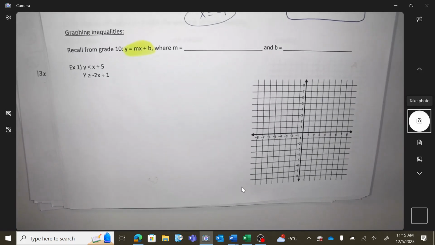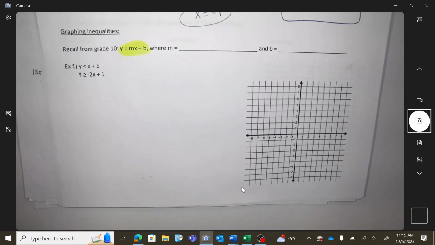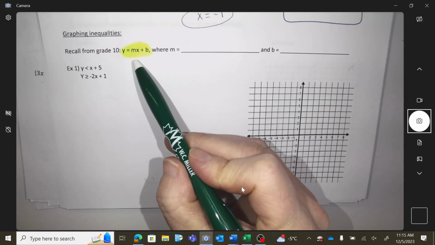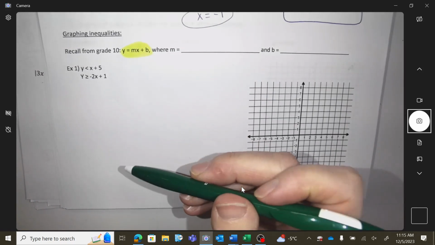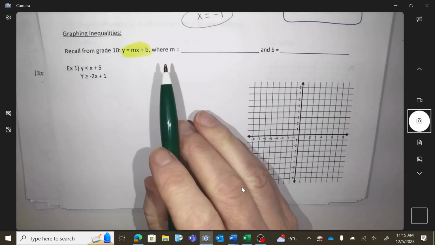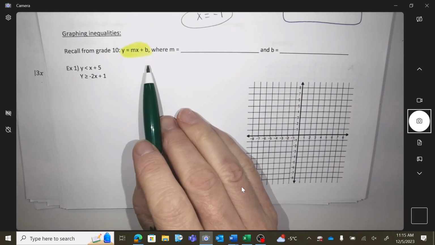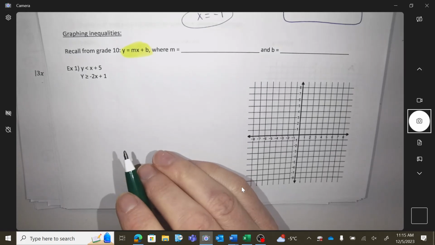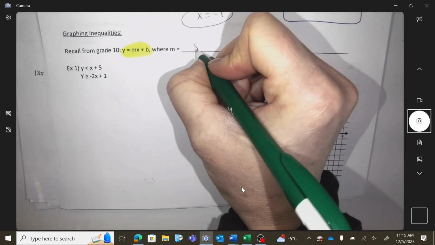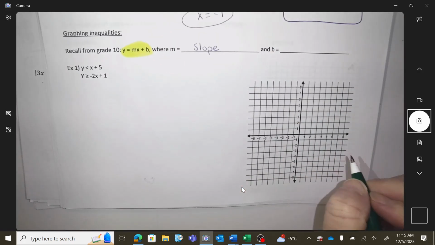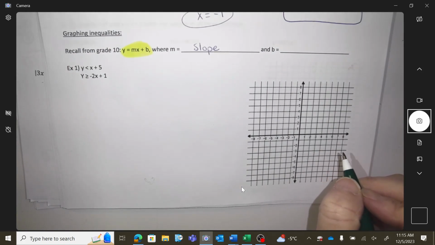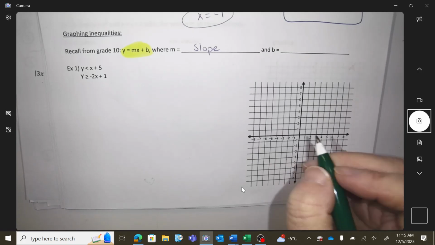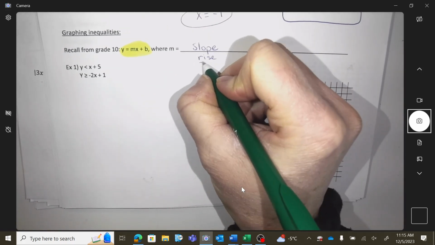Okay, so in grade 10, we learned graphing lines, this special equation, y equals mx plus b. Does that look familiar or sound familiar? Well, m talked about the what of the line? Do you remember? Slope. Yeah, I heard the word slope. And the slope in words is what over what? Ooh, look at that, so you remember something.